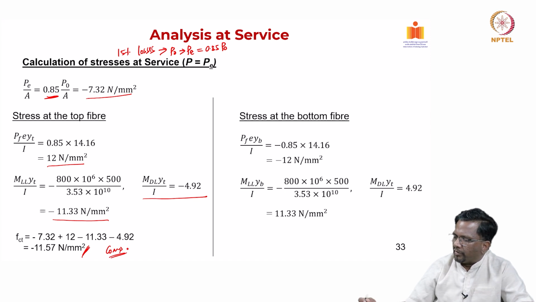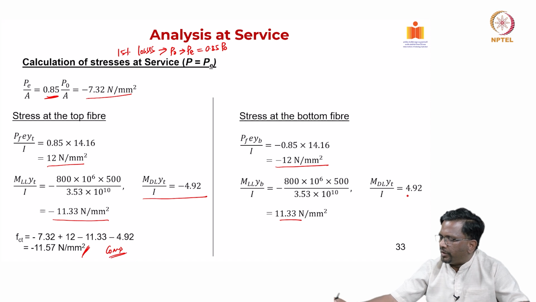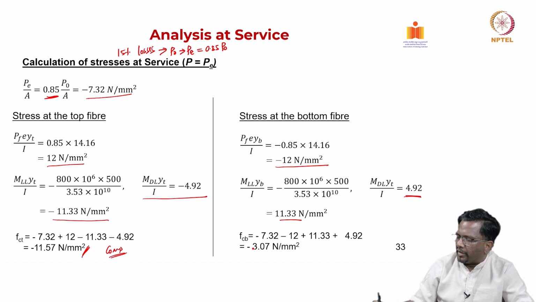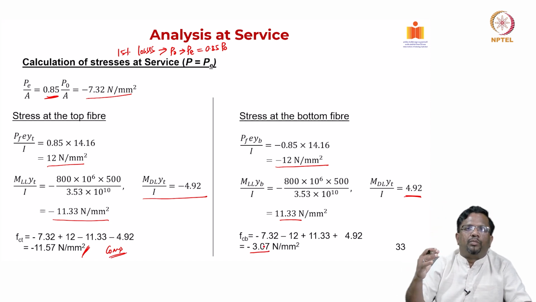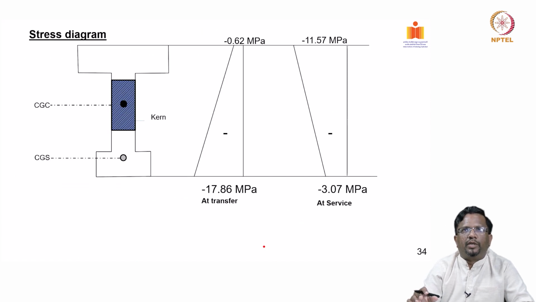Now, for the stress at the bottom fiber, do the same thing and you get a pre-stressing force moment of negative 12 megapascal, live load moment of 11.33, and dead load moment of 4.92. When you add all of them, I get negative 3 megapascal compression. So at service, both top and bottom have compressive stress. If you plot it, this is the way it is going to look.